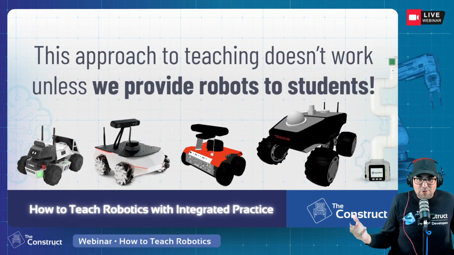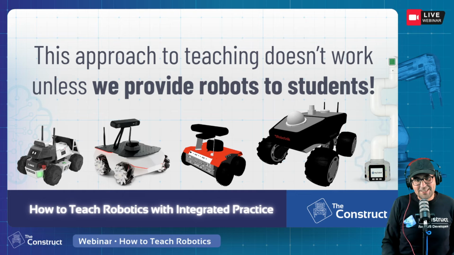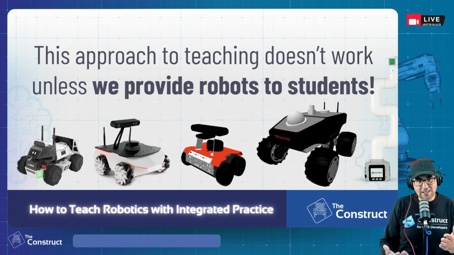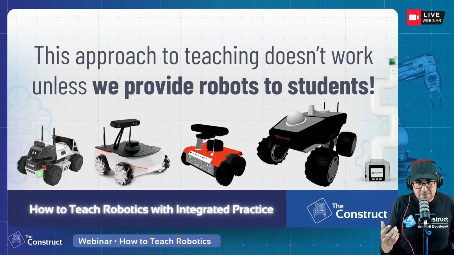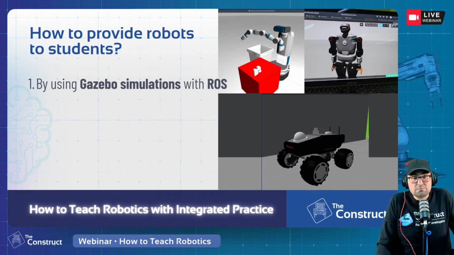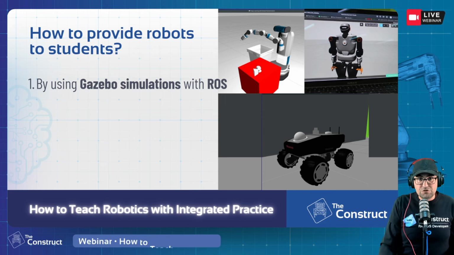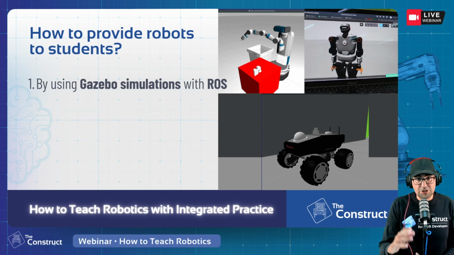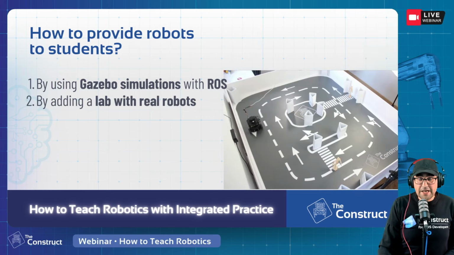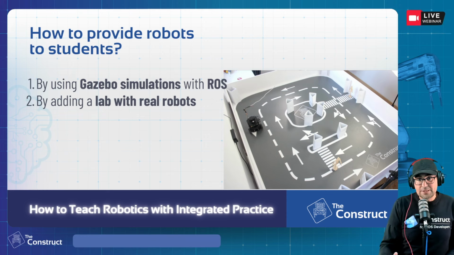But then the problem is that in order to do that, we need a robot. So we have to go to the class with robots. It cannot be with some slides with some numbers. That doesn't work. And if you need robots, we can provide it in several ways. One of the ways interesting to me is to provide by using simulations, and simulations with ROS, because a lot of material is already there for you, so you can easily and fast provide working simulations to your students. And also another one is by adding labs with real robots.